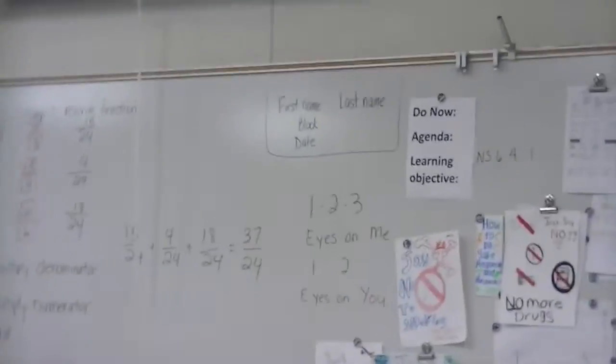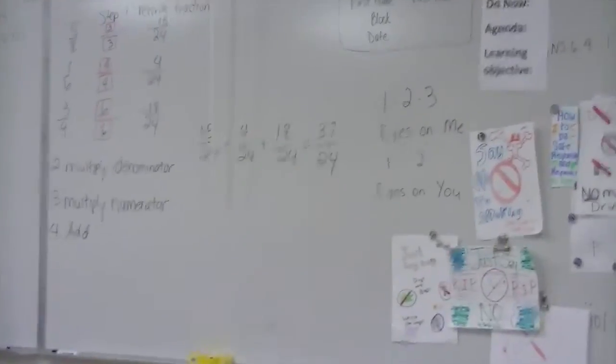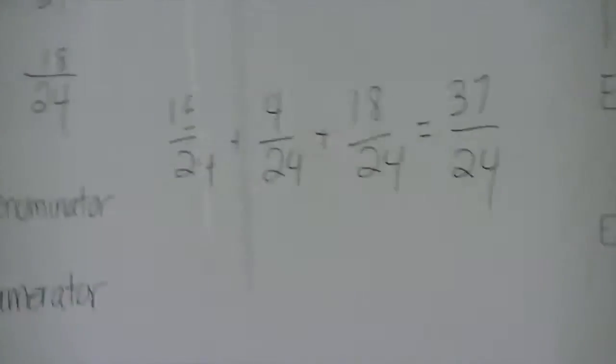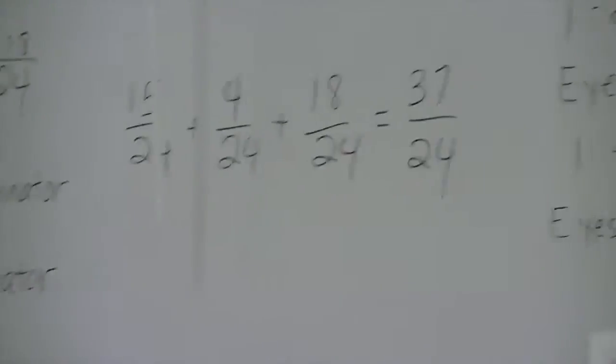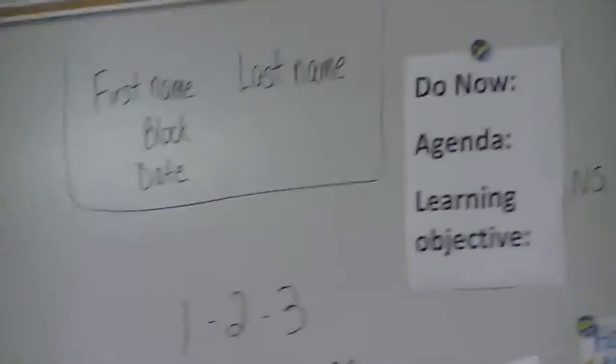37 24ths. So let's go back to the question, because remember our WEB acronym: write the problem, explain the problem, box your final answer. We did not answer the question yet, which asks, how far did they hike? This doesn't really tell us how far they hiked. So we have to take it the last step.